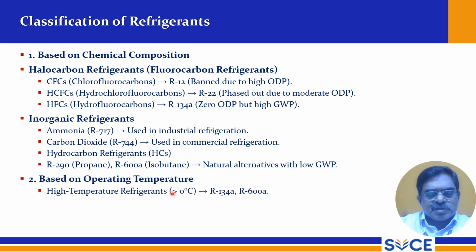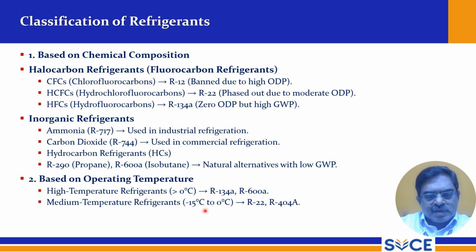Based on the operating temperature, high temperature refrigerants, greater than 0 degrees Celsius, that is R134A, R600A, and other refrigerants. So here this R134A is an HFC, it is not much used, but R600A is used in most of the places. Medium temperature refrigerants, that is minus 15 degrees Celsius to 0 degrees Celsius, that is R22, R404A. So R22 is not much used because it is having moderate ODP.